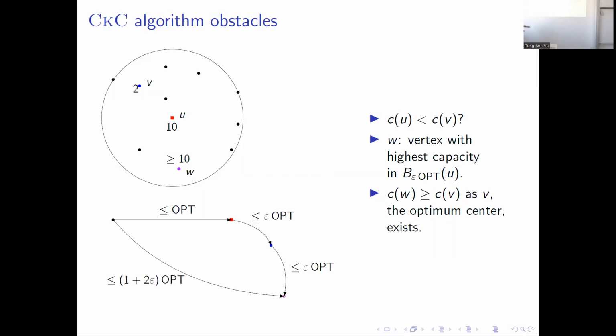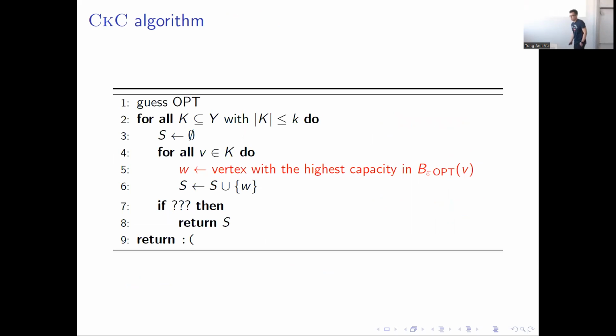So in particular, originally I had a solution of cost at most optimum. Now I add 1 epsilon factor for getting to the net point. I get another epsilon factor for getting to the vertex with the highest capacity, and I have a solution which has cost at most 1 plus 2 epsilon times optimum, which is still fine. All right. So here's now our new algorithm.